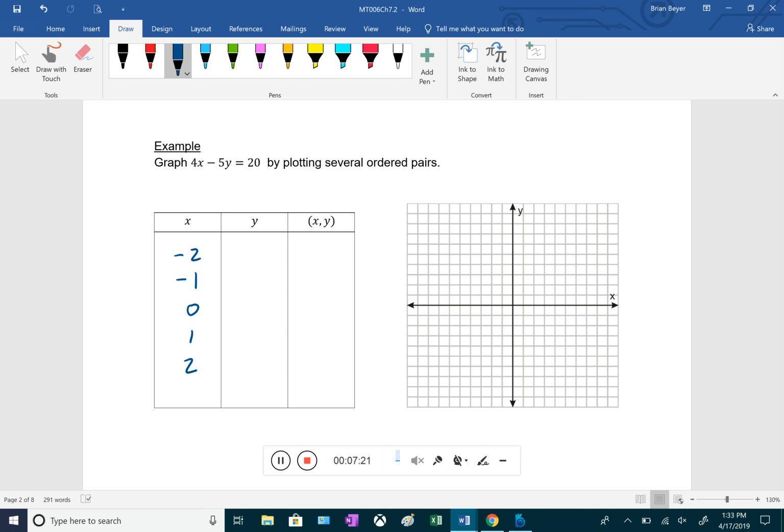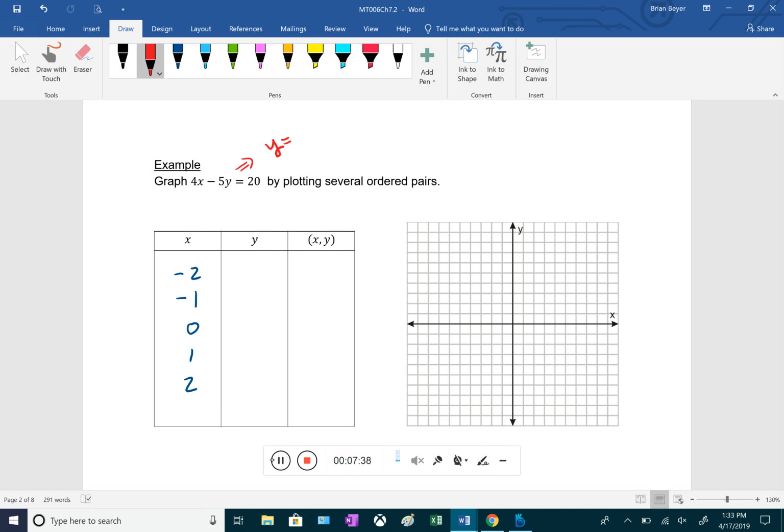So let's do that up here. If we solve this for y, I would add 5y to both sides, subtract 20 on both sides, and then divide both sides by 5. I'm just going to skip those steps because technically we should know how to do that. And we would get 4x minus 20 divided by 5 equals y.